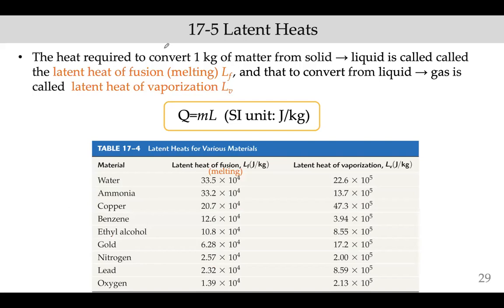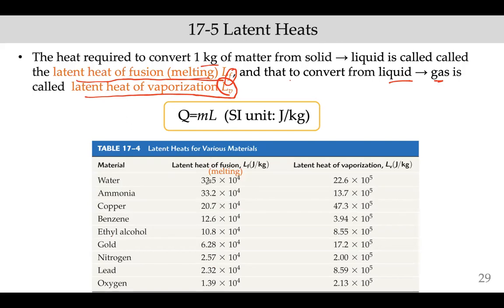Okay, so the heat required to convert 1 kilogram of matter from solid to liquid is called the latent heat of fusion. Fusion here, instead of fusion, you can think of it as melting. It's shown by L_F for fusion. And to convert from liquid to gas, it's called latent heat of vaporization. And it's shown by L_V.